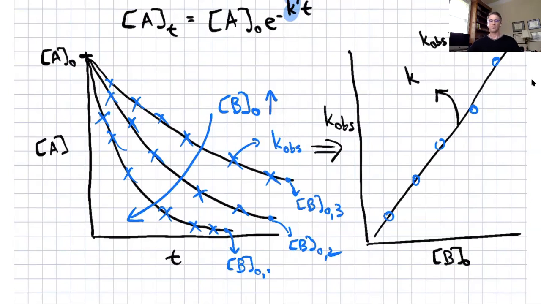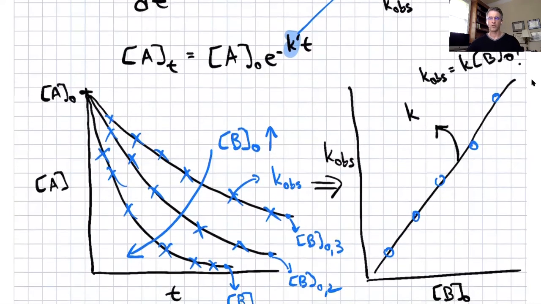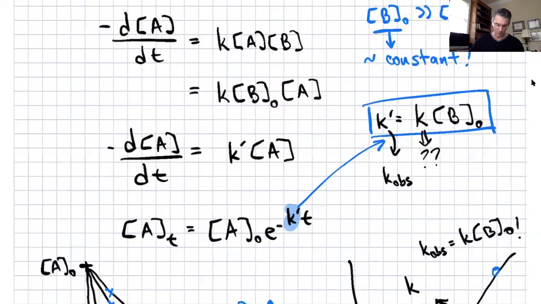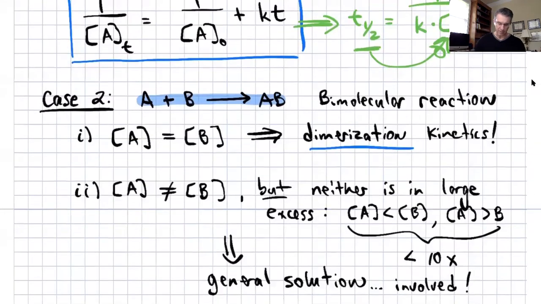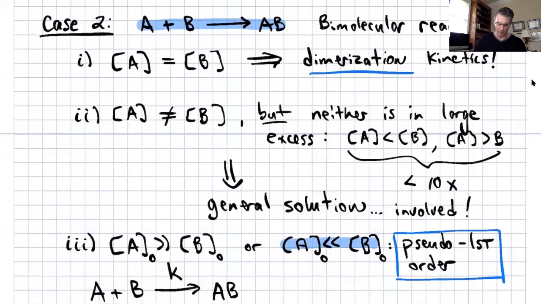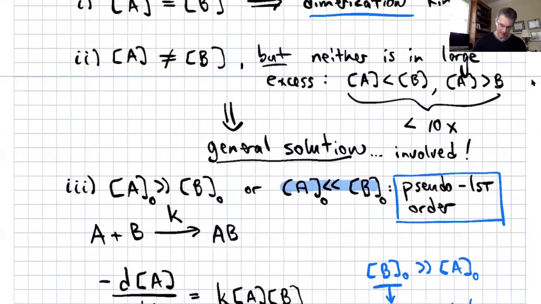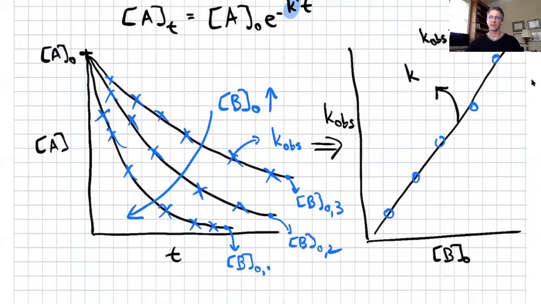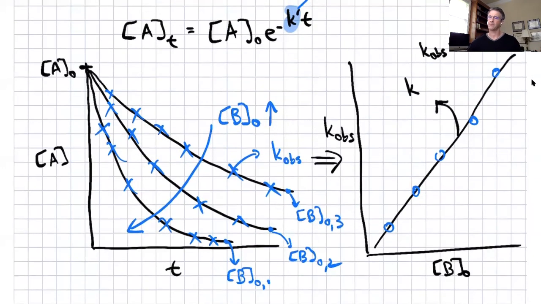Okay, so these are the so-called pseudo first order conditions that you would use in a situation where you really wanted to study a bimolecular reaction and you didn't want to have to grapple with the general solution, but you wanted to quantitatively extract that bimolecular rate constant. Using pseudo first order conditions is a way to do that in a relatively straightforward way by running a series of experiments and then plotting the K observed values, right?